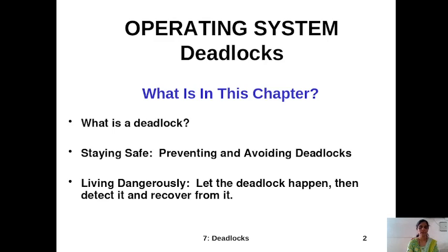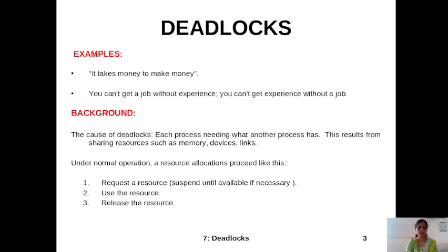So, what are we going to study in this particular chapter? We are going to understand what is meant by a deadlock, how it occurs, and what are the different ways of staying safe. That is, can we prevent the deadlock from occurring, or can we avoid deadlocks, and we can also allow the deadlock to happen and then try to detect it and recover from it. So these are the various topics of discussion under deadlock.